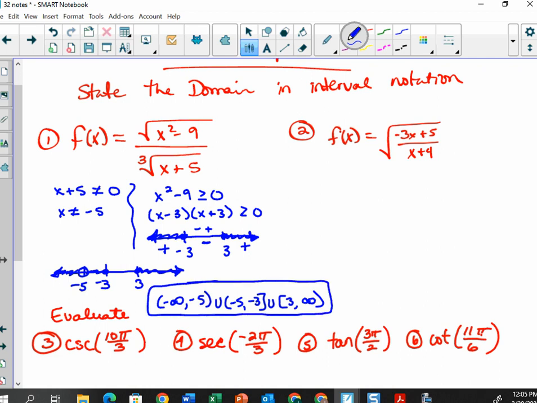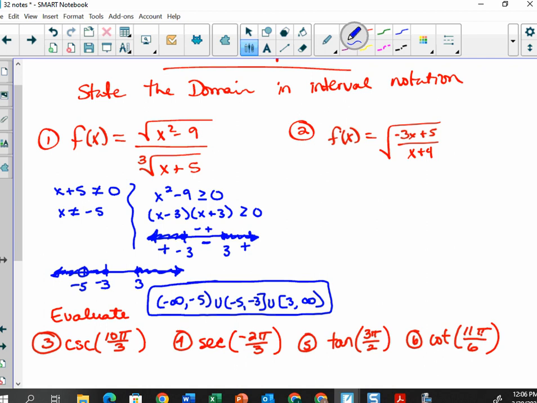Where did the square root go from the x squared minus 9? Well, I just know what's under it has to be positive. If you want to write it with the square root, your first step would be squaring both sides. 0 squared is still 0, and then you'd be where I am. So it's what's under the square root that matters, and only even radicals that we worry about. Odd radicals, I don't care.